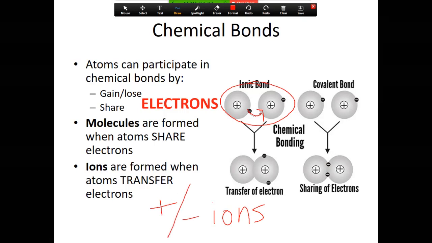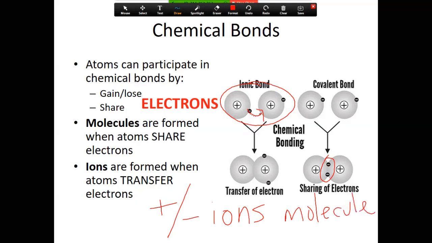The other option that atoms have when they come together is that they can decide to actually share their electrons to satisfy their valence shells. On the right-hand side, here's an example of two atoms that are sharing a pair of electrons to become more stable, and this creates what we know as molecules.